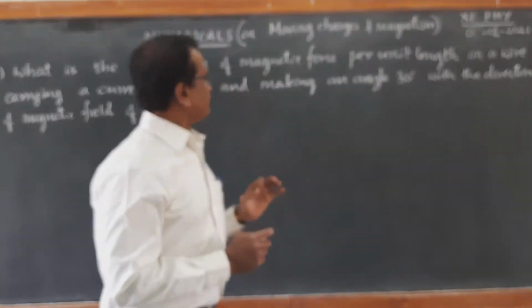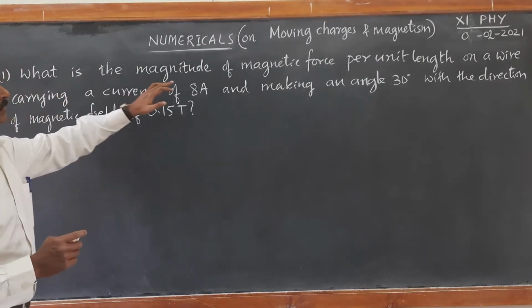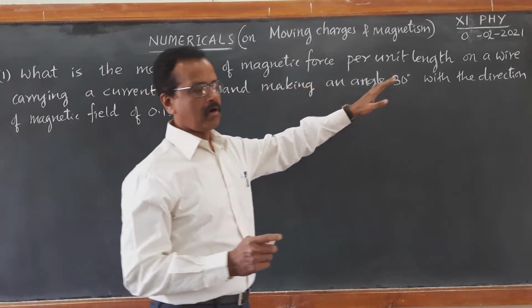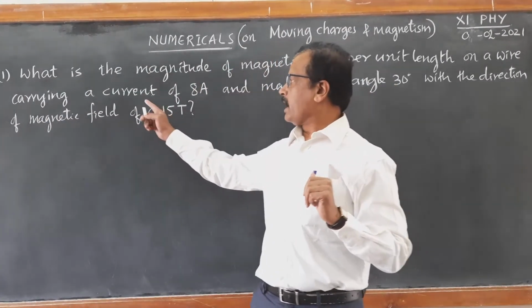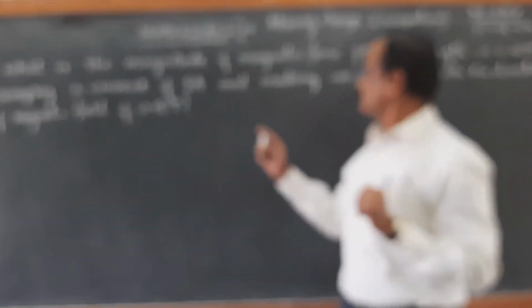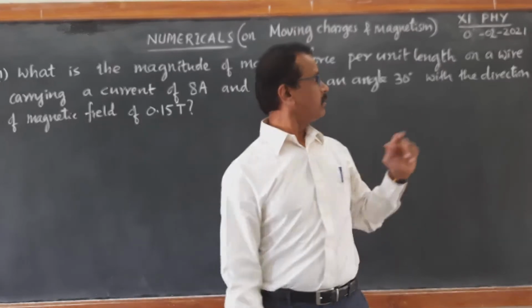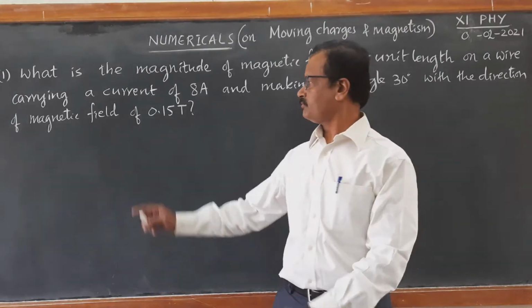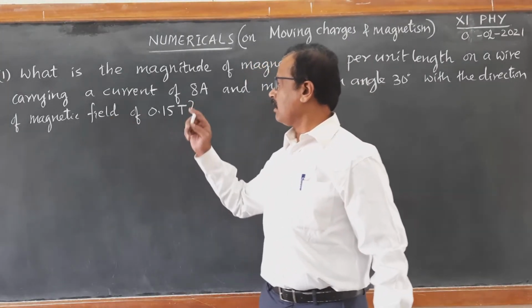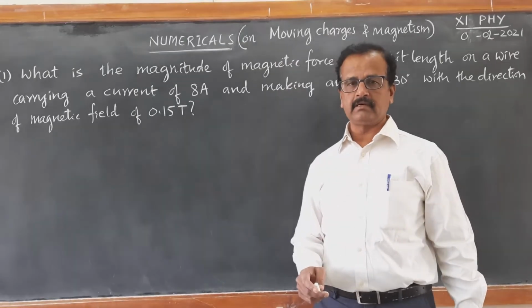What is the magnitude of magnetic force per unit length on a wire carrying a current of 8 amperes and making an angle of 30 degree with the direction of the magnetic field of 0.15 Tesla.